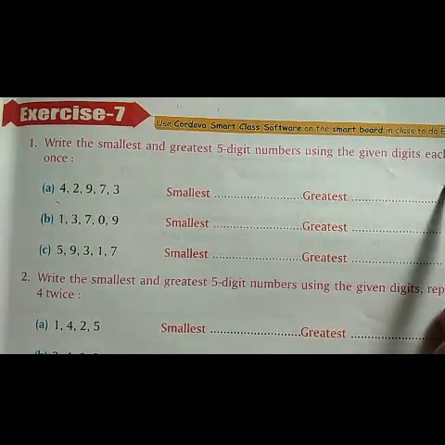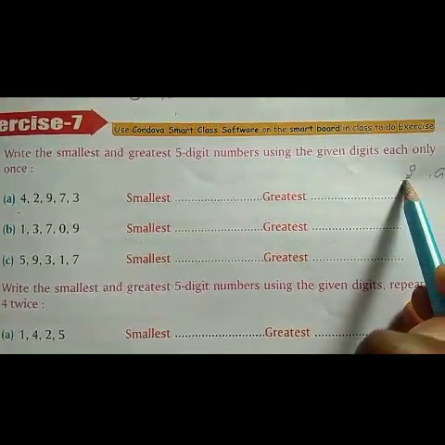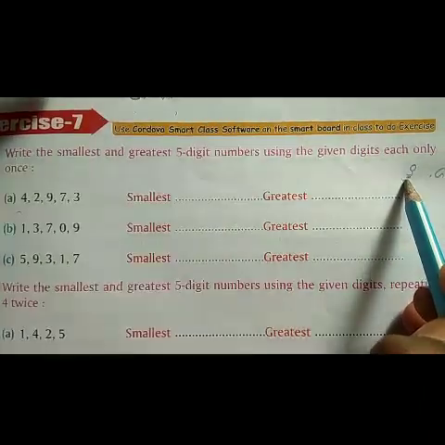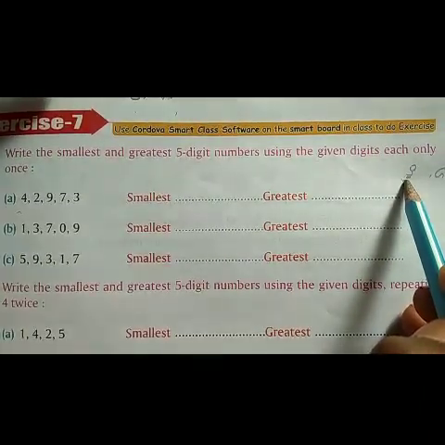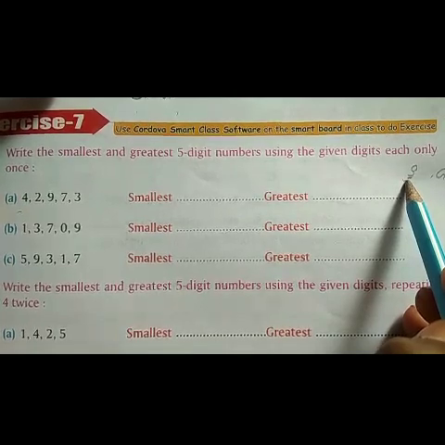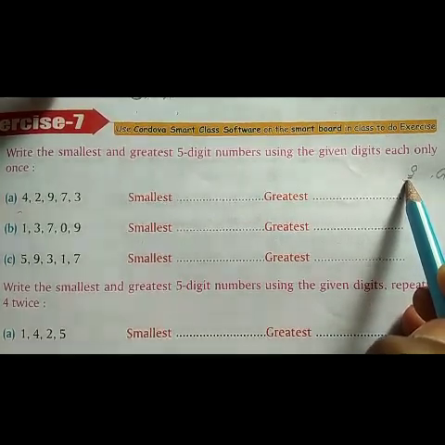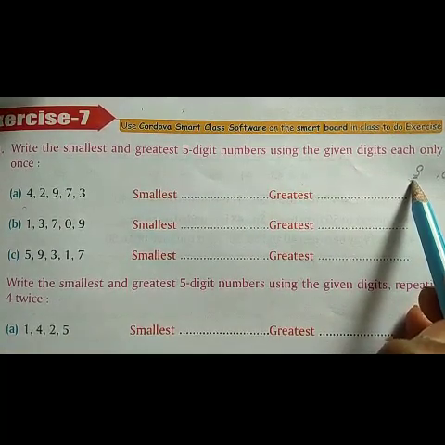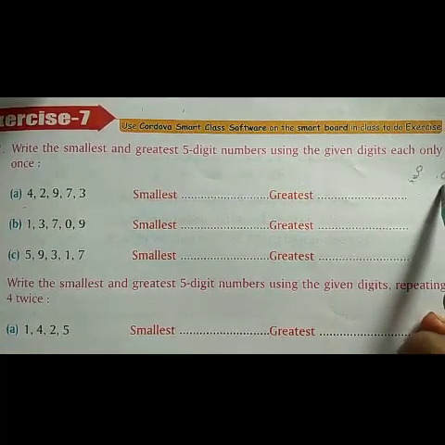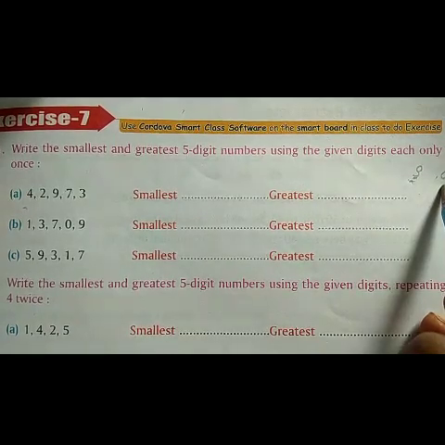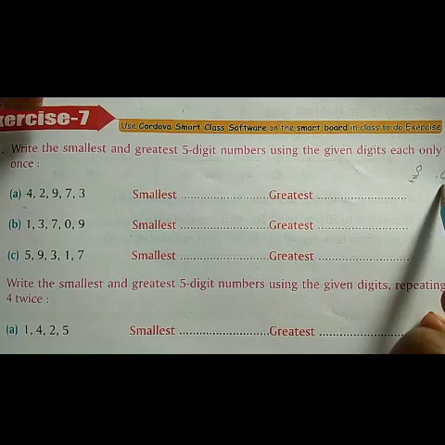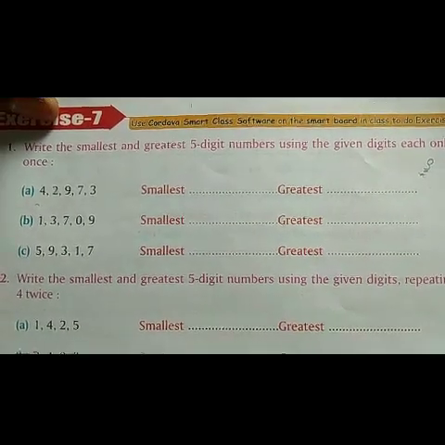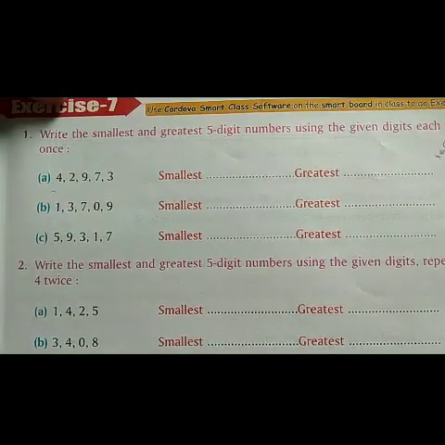To form the smallest number, place all the digits in their ascending order other than 0, because 0 will be placed at the second place from the extreme left. To form the greatest number, place all the digits in the descending order. Only 2 points we have to keep in our mind. Let's start taking the questions.